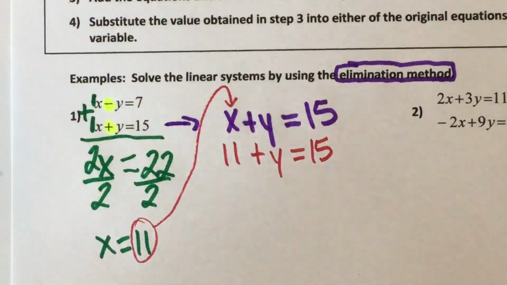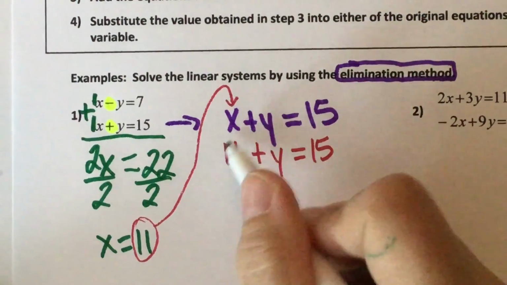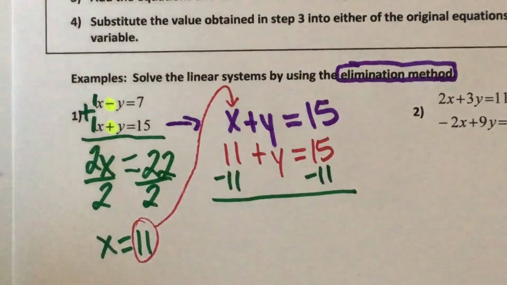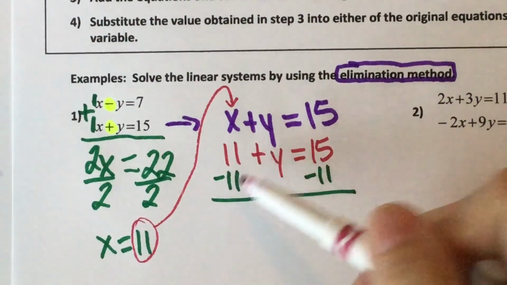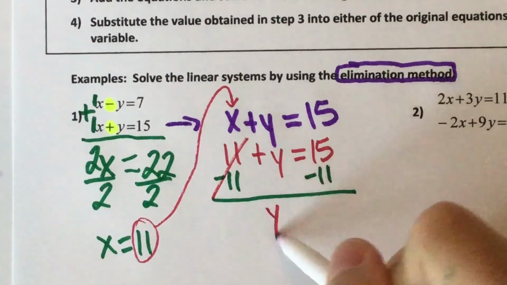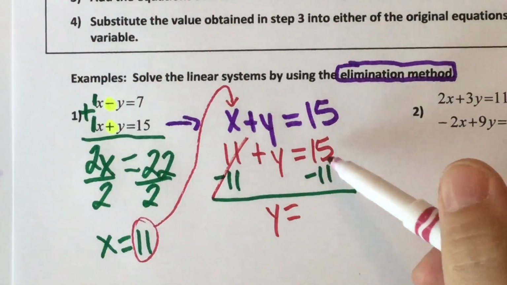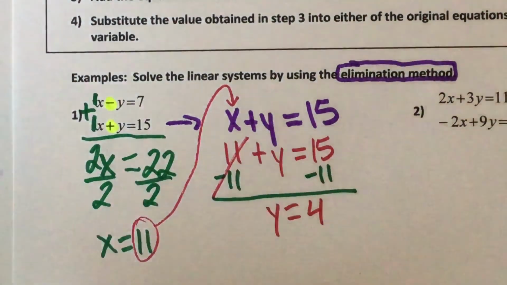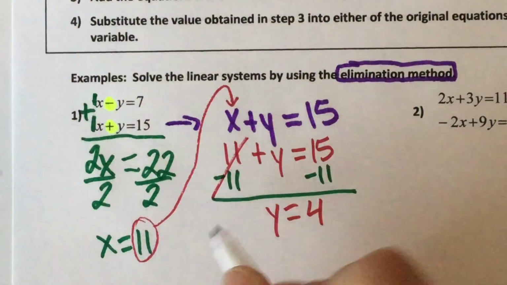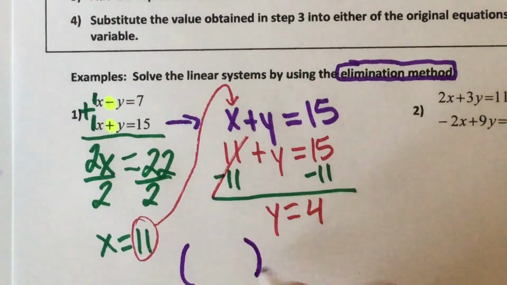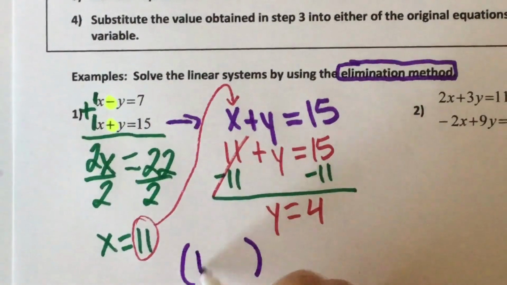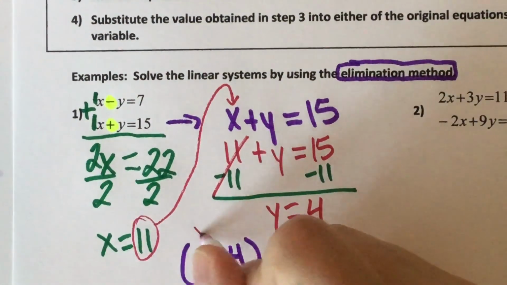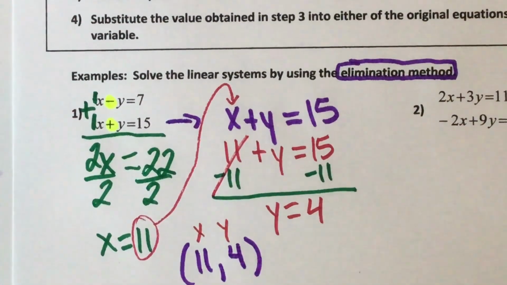And then to get y by itself, I get rid of this +11 by subtracting it. And then 11 minus 11 makes 0. Shoop, bring down your y, bring down your equals. And 15 minus 11 makes 4. How do you think we'd write it as an ordered pair? 11, 4. Remember, you want to write it alphabetical, and x comes before y.